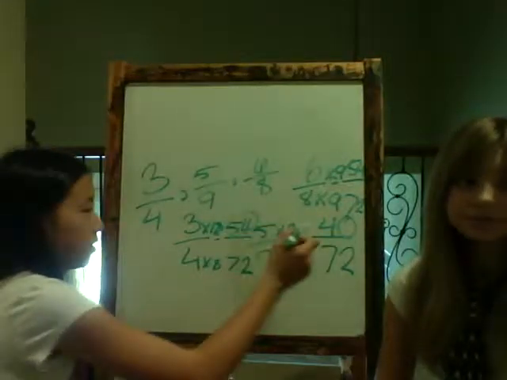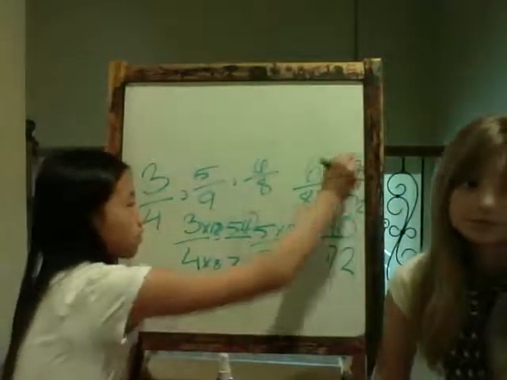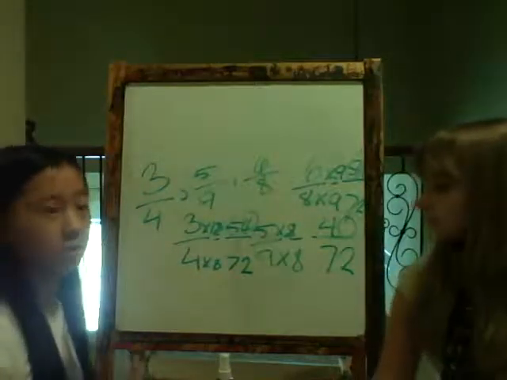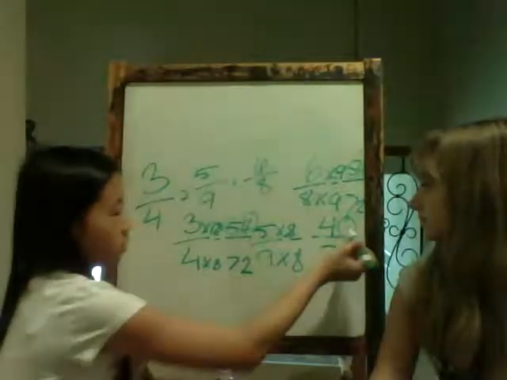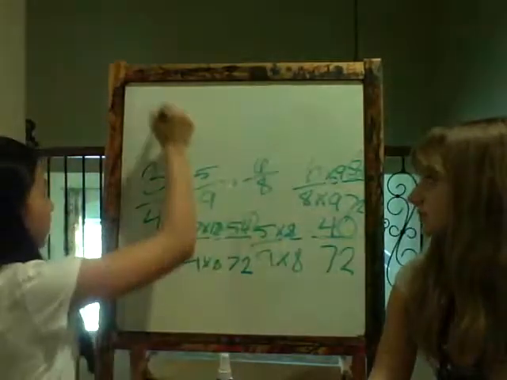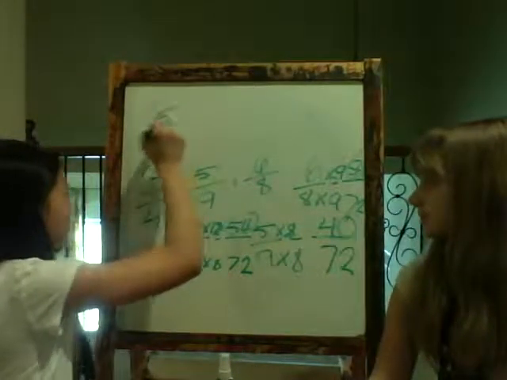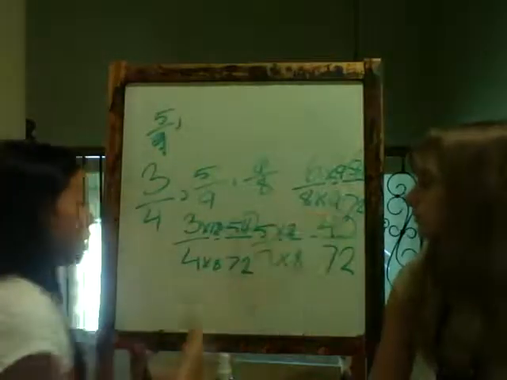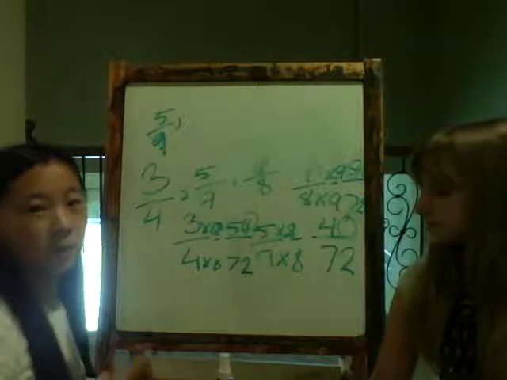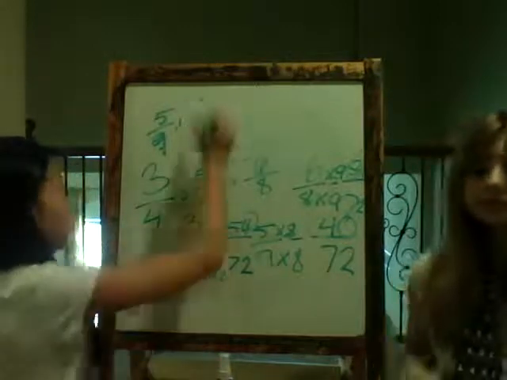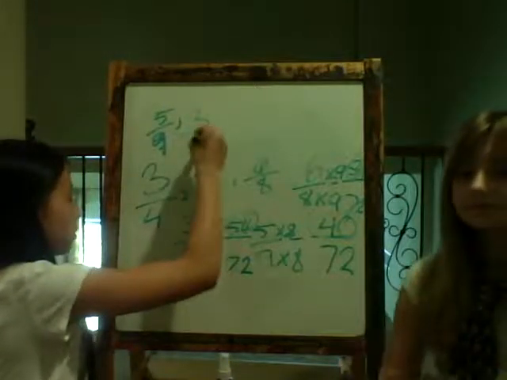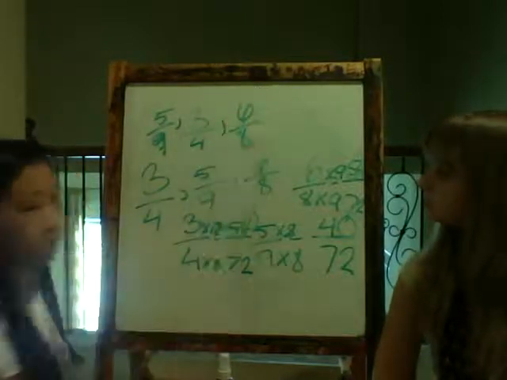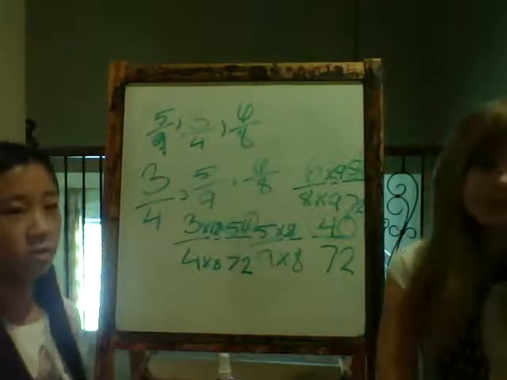Then what you would do is you would look at the numerators and say which one is the least. That would be 40. So you would put 5/9 first, and then these two are equivalent, so it doesn't really matter which order you put them in. It could be 3/4 first, or it could be 6/8 first. And that's how you would order fractions.